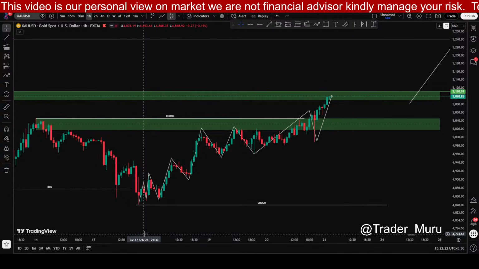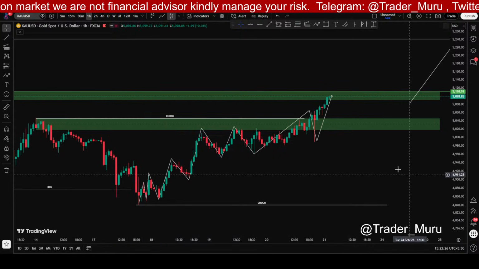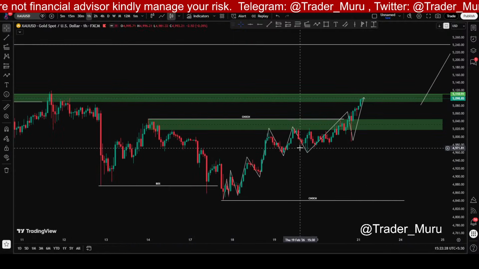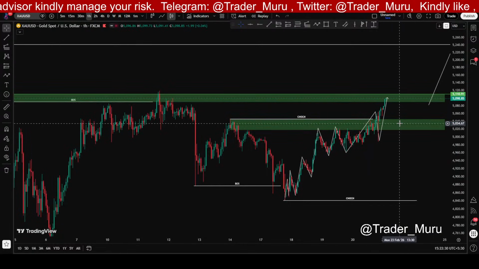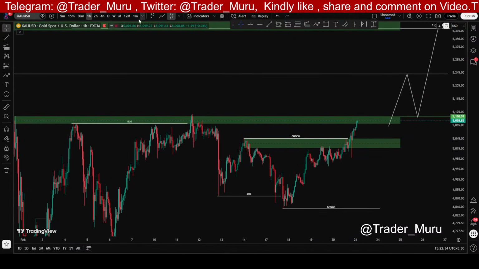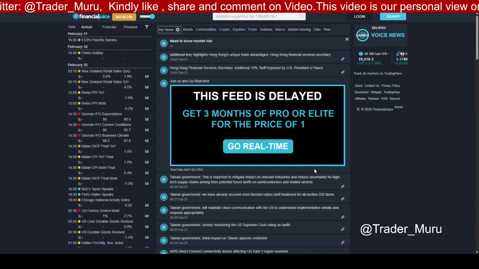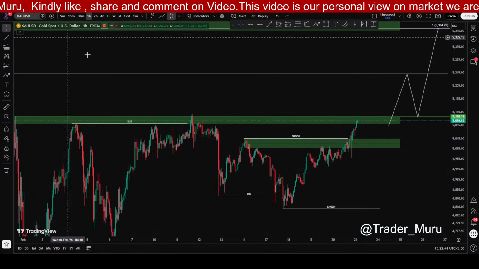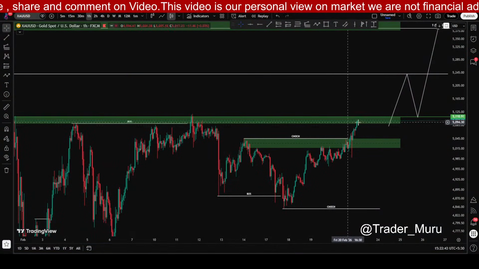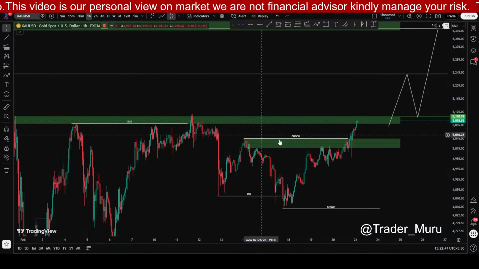Sir, will America attack Iran this weekend? How can we know, brother? We can just say that if this happens, then we can trade the charts. This is all global news and conflicts. We can't predict it. Our work is just to play what is on the chart. If news comes, it will just inject volatility into the market.